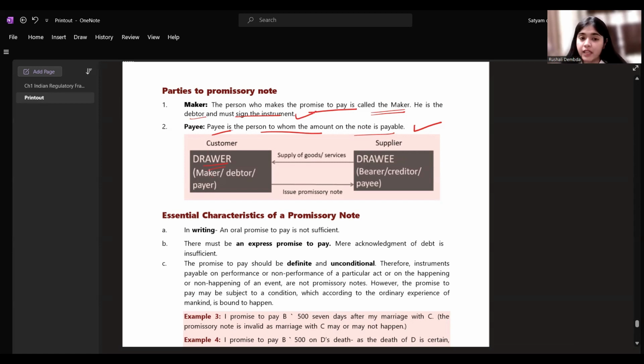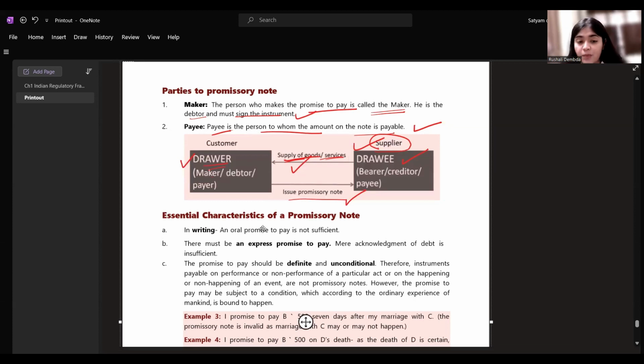Suppose you buy something, you buy a phone. So you are the drawer, right? You are the maker, debtor, payer. You are going to pay the amount because some goods are purchased or services are taken. Now you issue a promissory note. The maker issues the promissory note to the payee or the drawee, the supplier. If you buy the phone from Flipkart, then Flipkart is your supplier. If you buy the phone from your local store, that is the supplier, right?